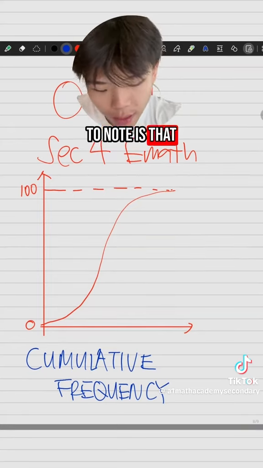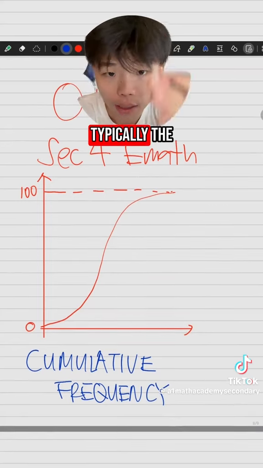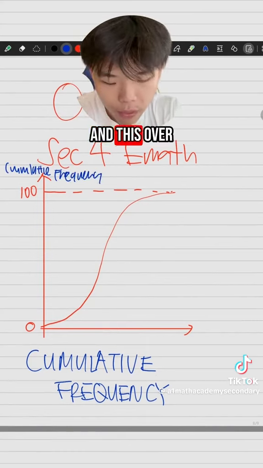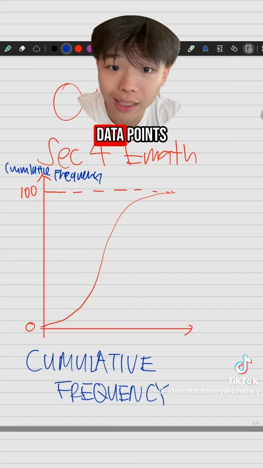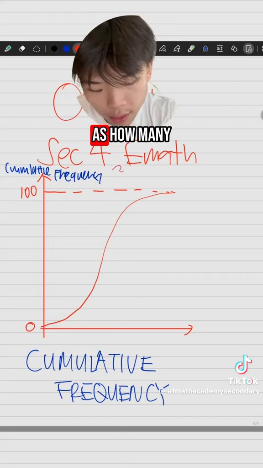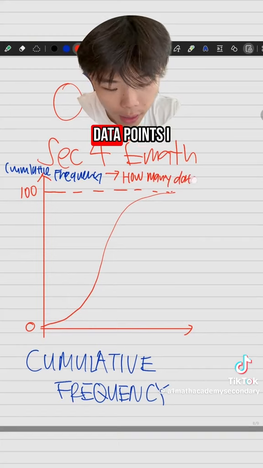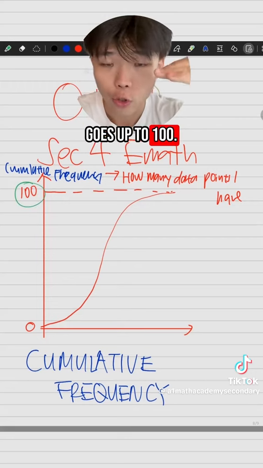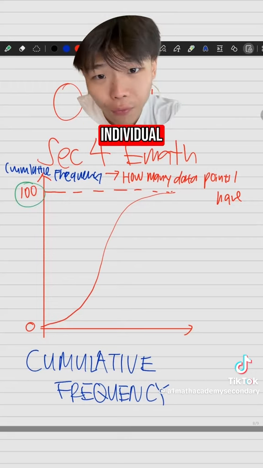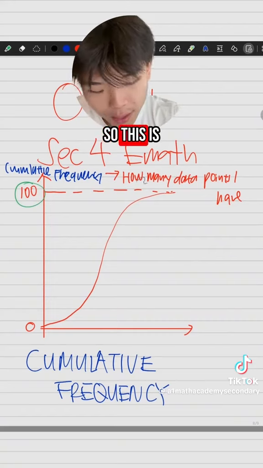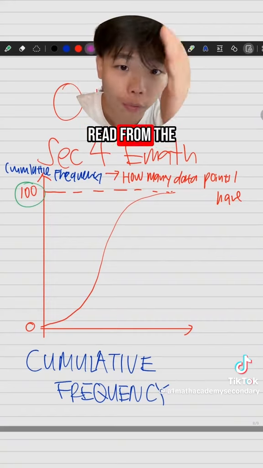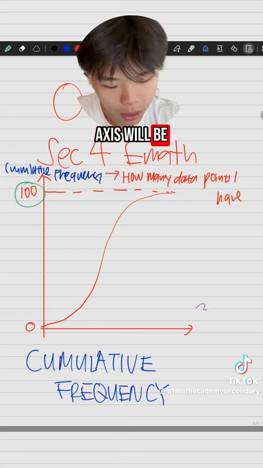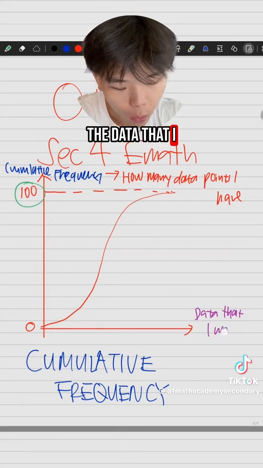So first thing to note is that in a cumulative frequency curve, typically the vertical axis over here will be your cumulative frequency. And this over here just means the number of data points that you have. So you can think of it as how many data points I have. And as you can see over here, it goes up to 100. That means I have 100 individual data points. So this is where you actually don't read from the vertical axis, but you in fact read from the horizontal axis. So the horizontal axis will be the data that I want to read.